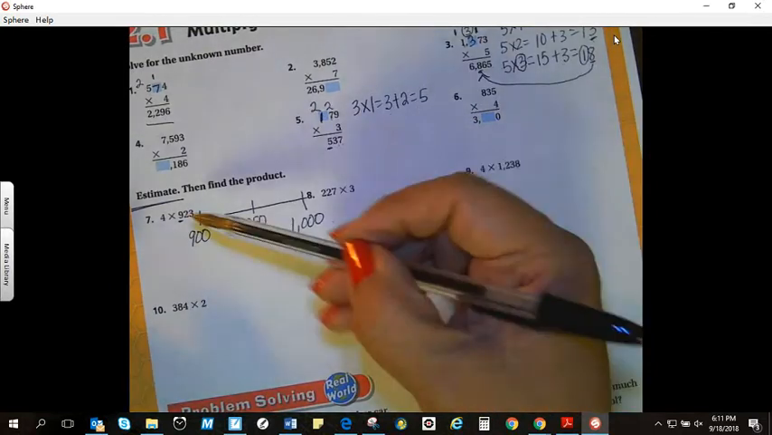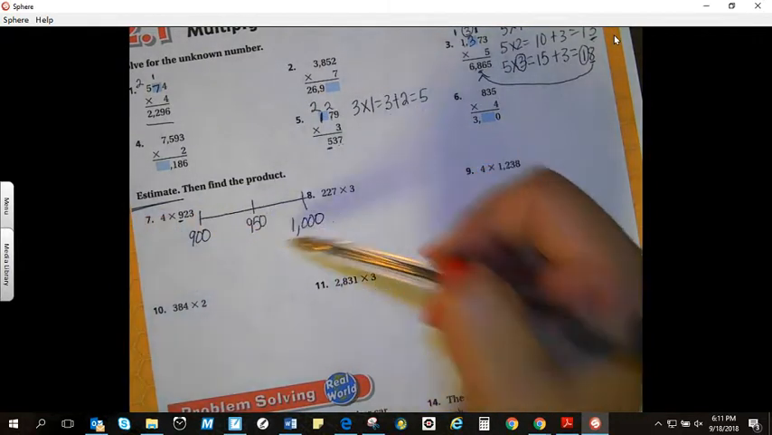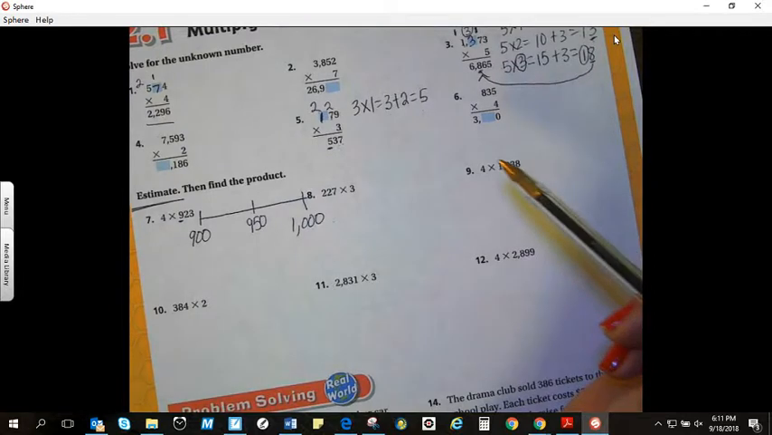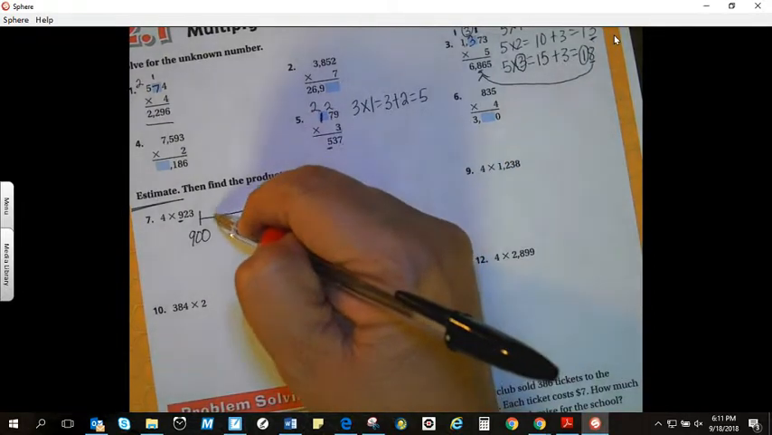If I had 923, is that greater than or less than 950? I can hear you shouting out. You're right, it is less than 950, so it's going to come right around here.